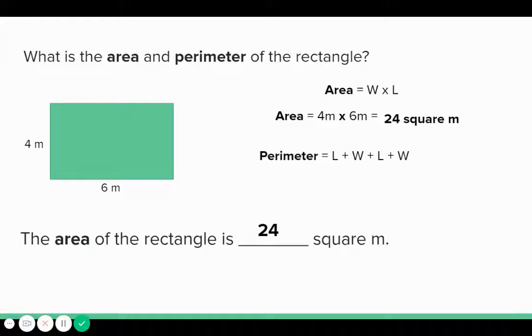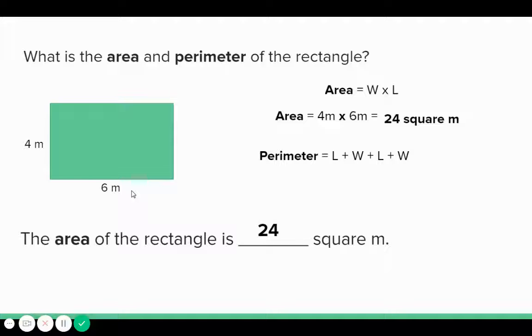Now for the perimeter, we have to add all the sides that make the shape. In this case, it's a rectangle, so it's 4 sides. We have 2 lengths and 2 widths. Now here it can be tricky sometimes because we only see 2. And then we may think, oh, I need to only add 4 and 6, but that will be just half of the rectangle.